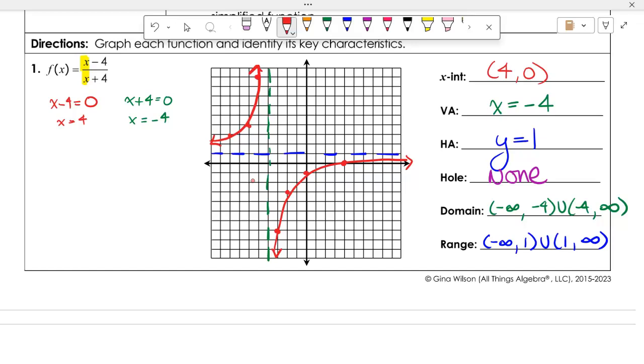So that's how you're going to do that. I'm going to make another video to do some more examples, but also to show you how to do this in Desmos.